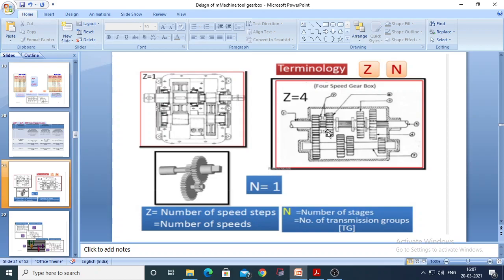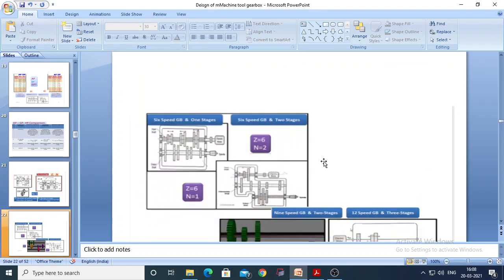If we look at the gear pairs, on the first shaft you will get 1, 2, 3, 4 and 5 gears, and these 4 gears are engaged with 4 gears on the second shaft. 4 gears are there on the first shaft, and the second shaft also has 4 gears. If you move left and right, they will be engaged with each other.